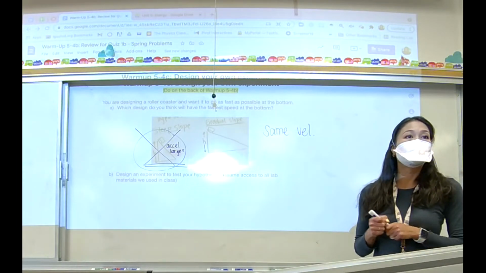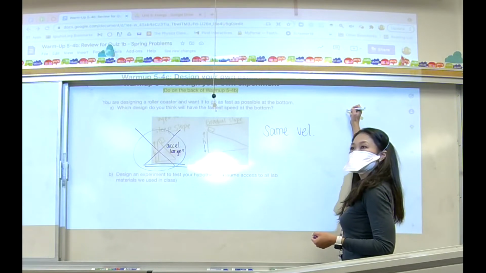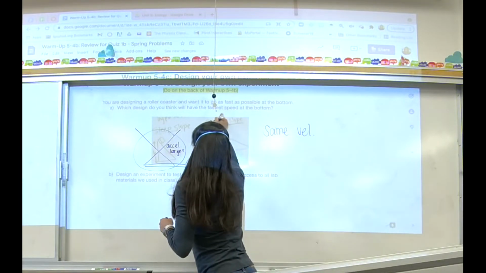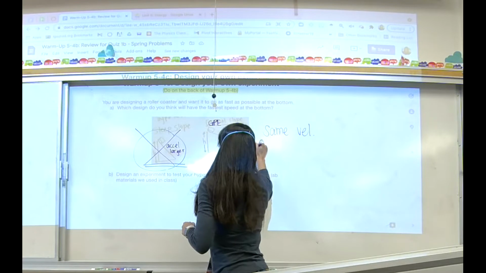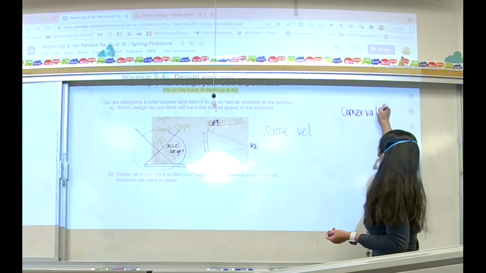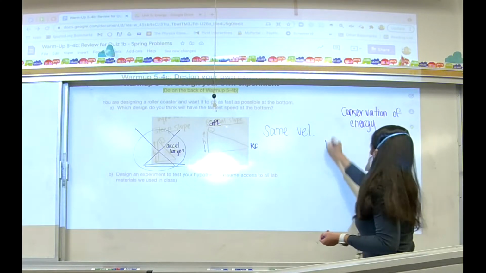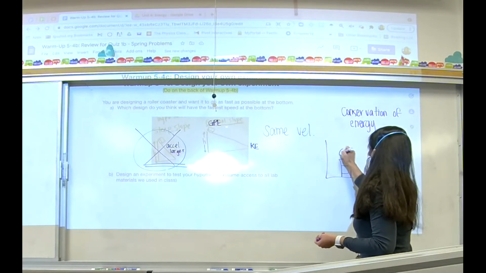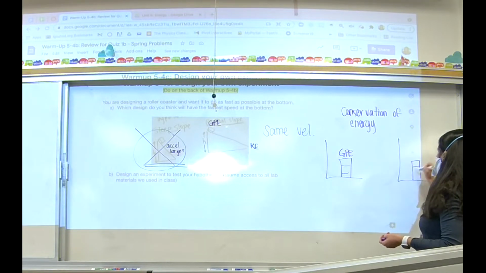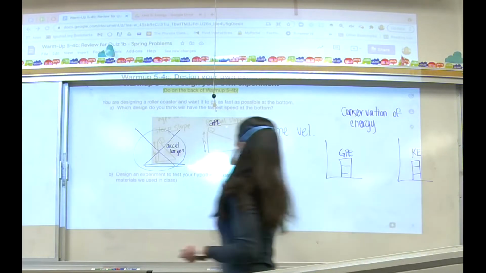Ian? Calculate gravitational potential. You don't take into account angle. Good. So we've got gravitational potential energy. At the bottom, you have kinetic energy. This is conservation of energy. So if I know I start with 3 blocks of GPE, I should end up with 3 blocks of kinetic energy. The amount of energy you have at the beginning is equal to the amount of energy you have at the end.